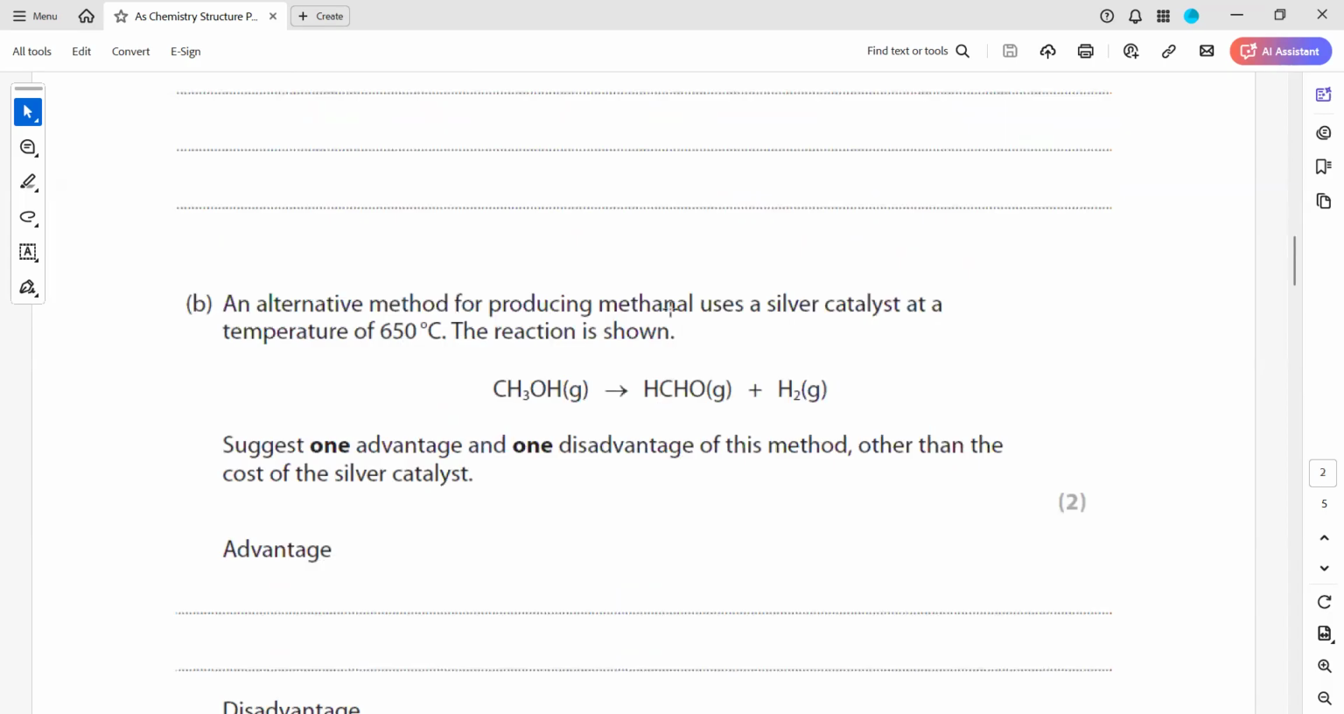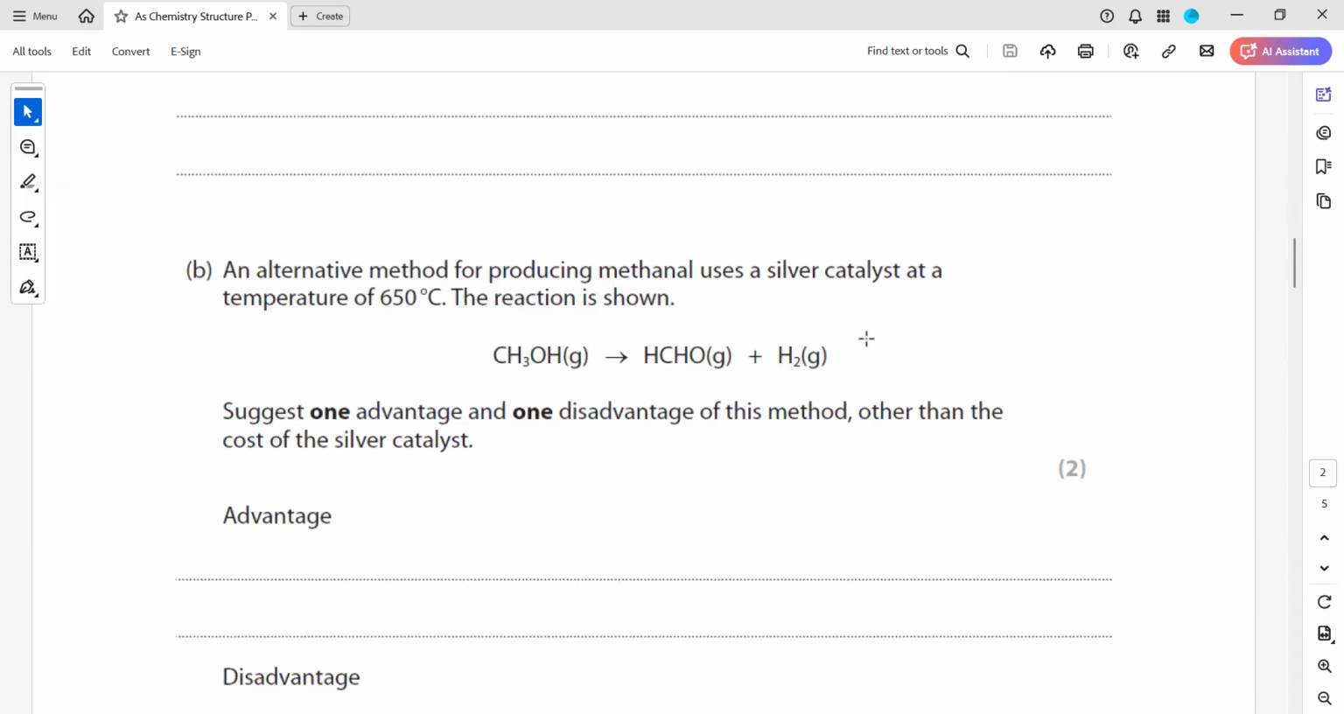The alternative method of production was we use silver as a catalyst, but at 650 degrees. So obviously the rate will be higher for both reactions. For the second reaction, it will be much higher than the first one. So a comparison of rate, even with the catalyst there and a high temperature, almost like 300 or 400, is a high temperature. So whenever you see such a reaction, you cannot say yield here.